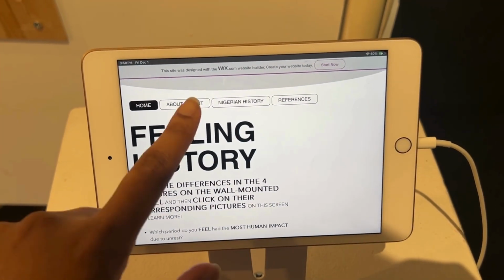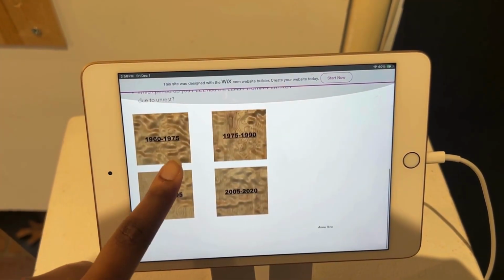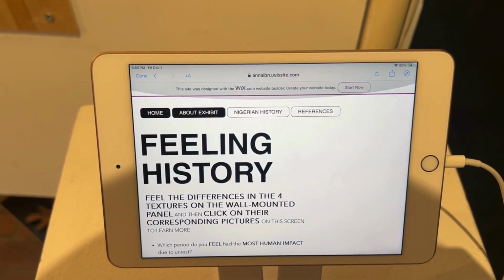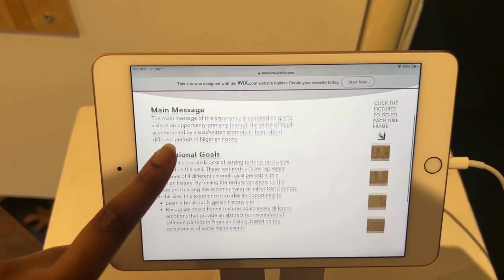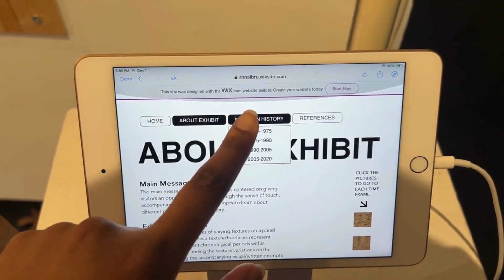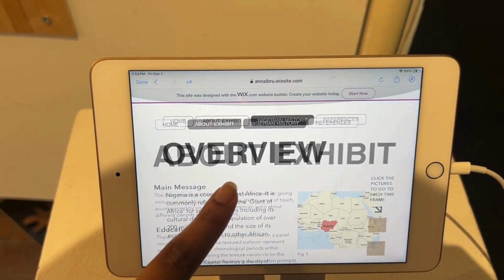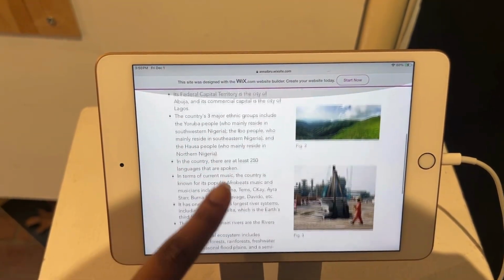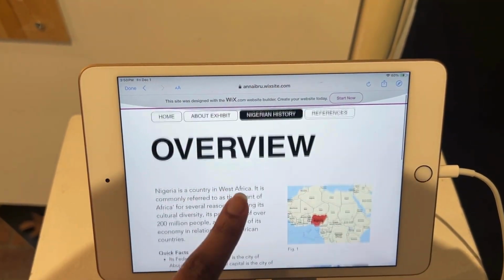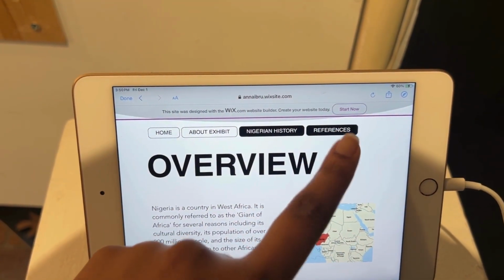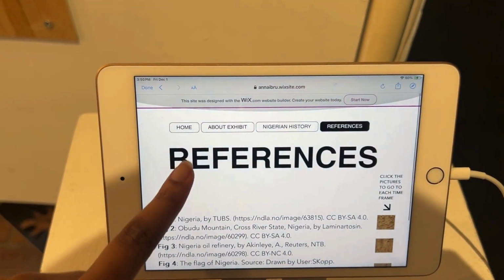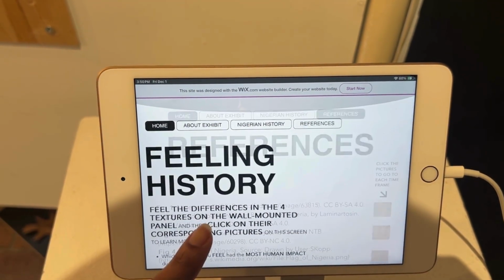On the home page, it prompts you again to feel the textures on the panel. You can scroll through. If you go to the About Exhibit tab, you will find out a bit about why the exhibit was done, so the educational goals and talking about the sense of touch. In terms of the Nigerian history tab, you can get a quick overview of the country to orient yourself. So in terms of knowing where Nigeria is in Africa, and a little more factual information about the country. References were just focused on photographs that I had used that were not mine.